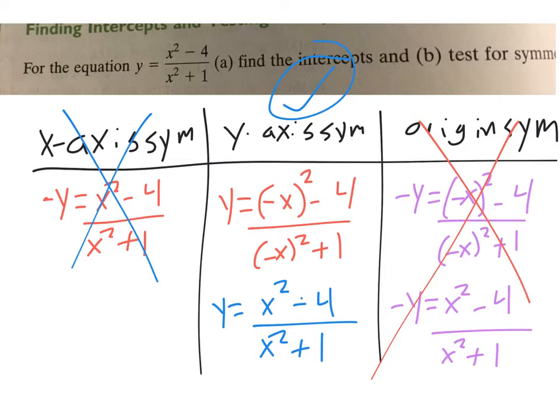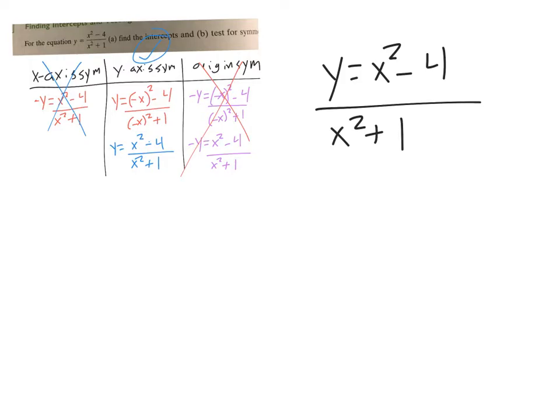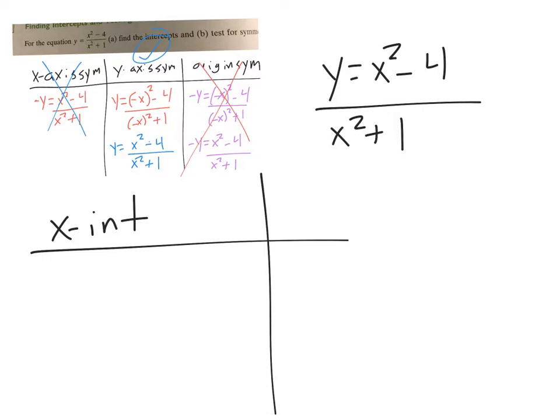Now, the next thing we want to do is find our intercepts. So my equation was y equals (x squared minus 4) over (x squared plus 1). Let's first find our x-intercepts. The x-intercepts happen when the y value is equal to 0. So that gives me 0 equals (x squared minus 4) over (x squared plus 1).